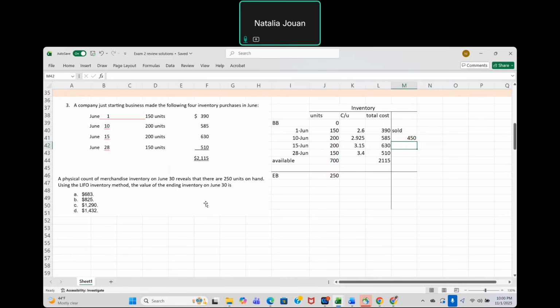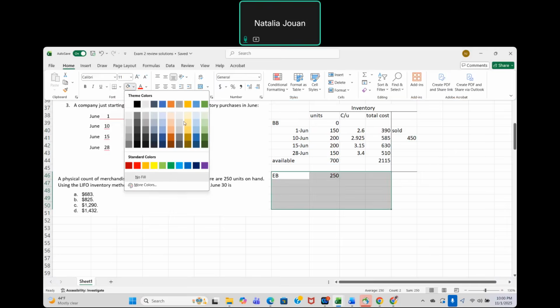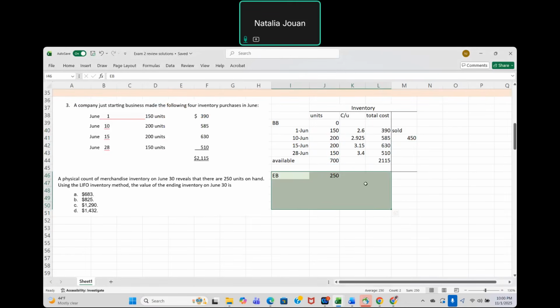Okay. Now the question is asking for the value of ending inventory. So really what we want to stay is right here. You might want to map this out somehow. This is your focus of interest, not the sold, the ending inventory. So instead of ending balance, let's call it ending inventory. This is the ending inventory section. Okay, the 250. What is the value of the 250?